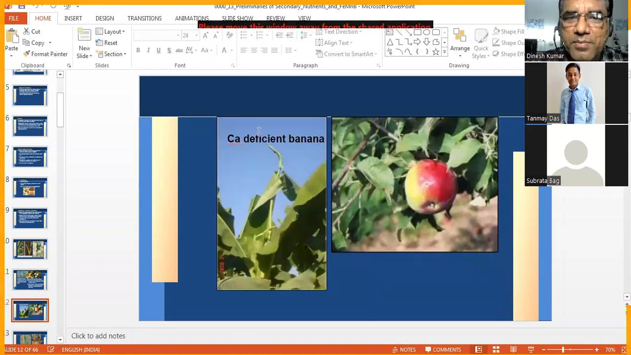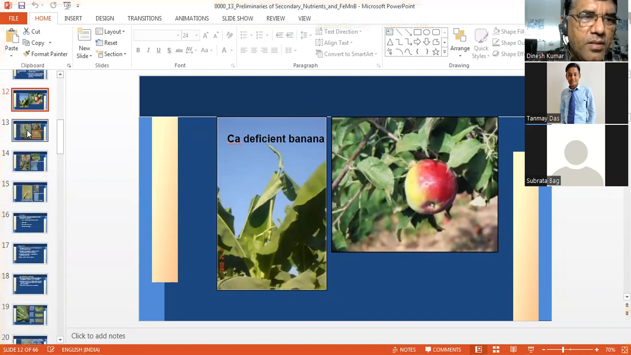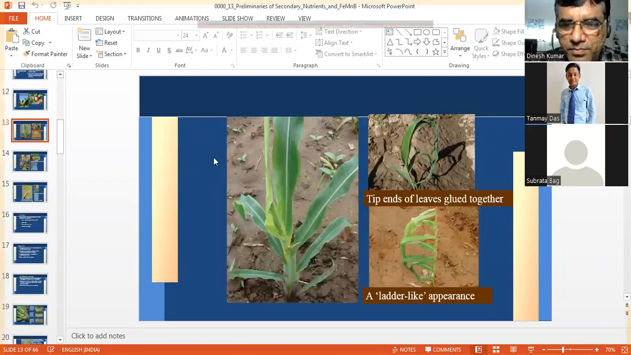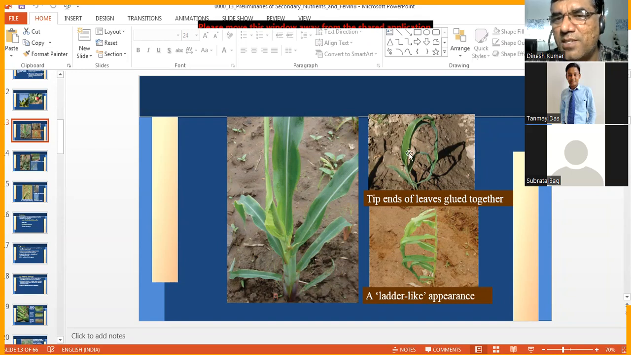You can see calcium deficiency in banana and discoloration in apple due to calcium deficiency. Tip ends of leaves are glued together. Two adjoining leaves can join their tips in a ladder-like structure. This is the first step, second step, and so on. You can see it here also. So these tips are glued together.